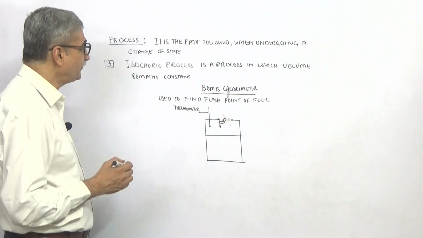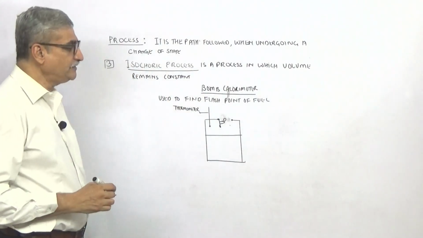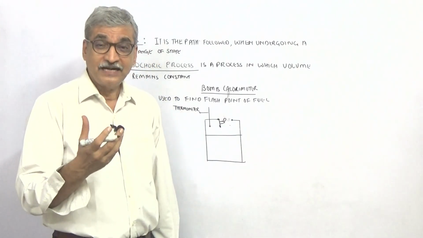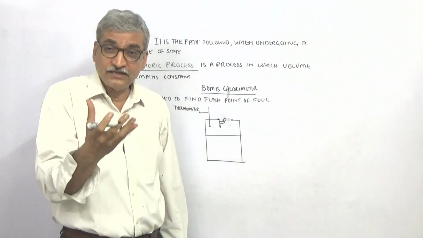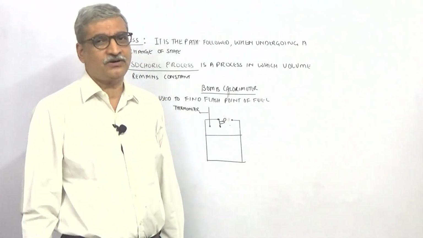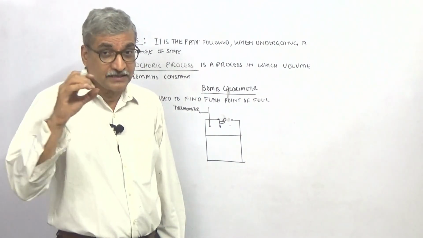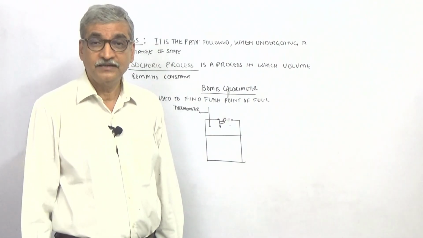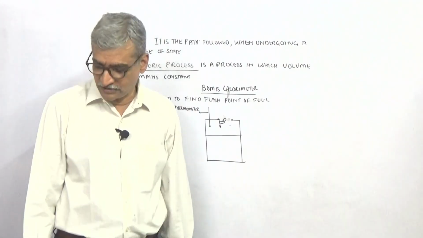So when we talk of isochoric process, it is one in which volume remains constant. When you are doing a chemical change at constant volume, especially combustion, that instrument is called a bomb calorimeter. So if in the numericals they say that the combustion was done in a bomb calorimeter, it clearly means that combustion was done at constant volume.